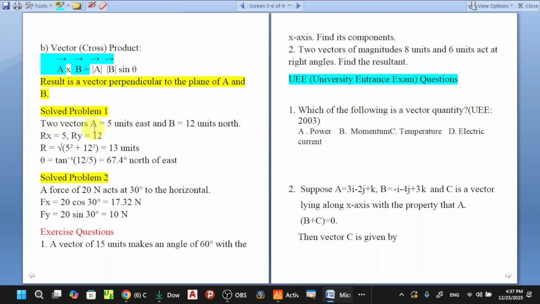Two vectors are given. A is equal to 5 units in the east, that means 5i in the east, and B is equal to 12 units in the north.